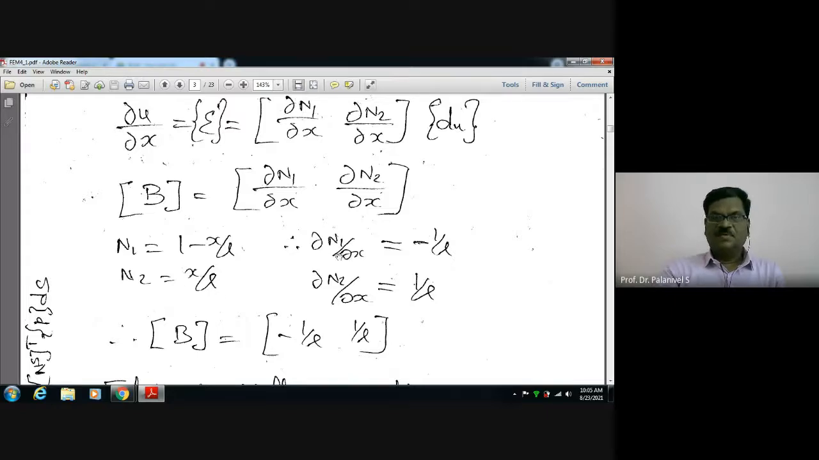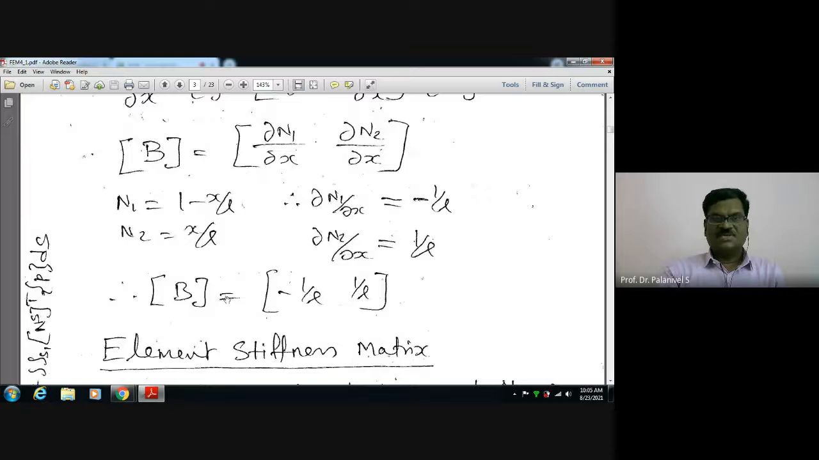Therefore, ∂N1/∂x equals minus 1 by L, and ∂N2/∂x equals plus 1 by L. That is there. Therefore, the B matrix is equal to [minus 1 by L, 1 by L]. This one is minus 1 by L, and this we obtained as plus 1 by L. So we got the strain displacement matrix.